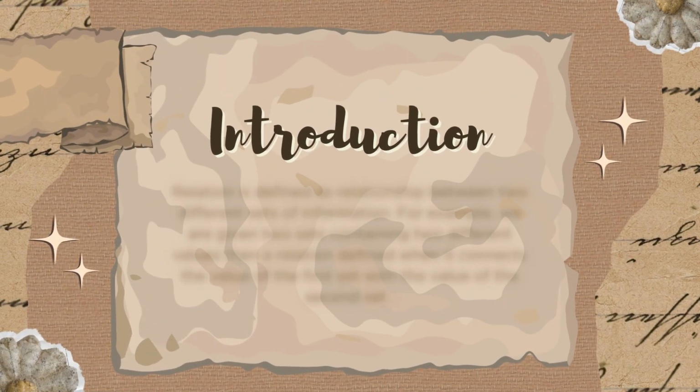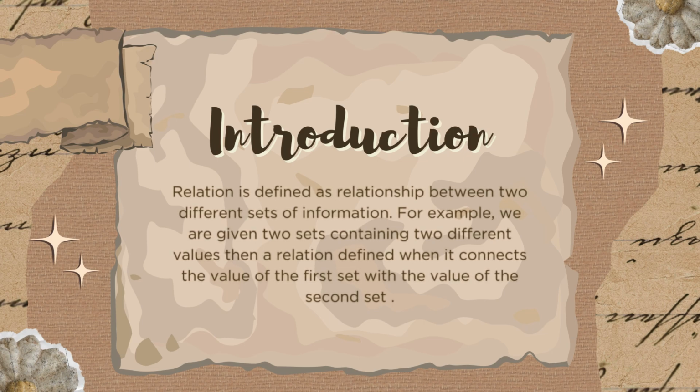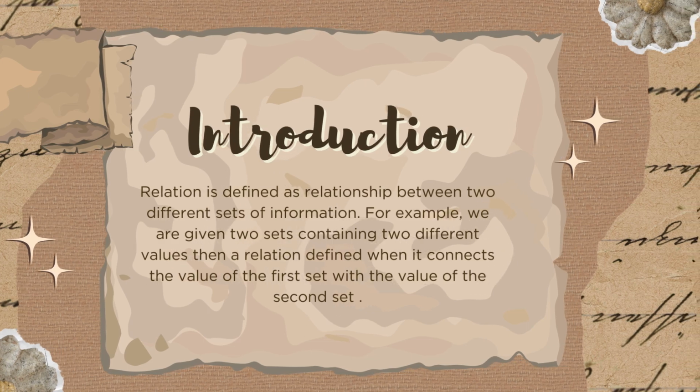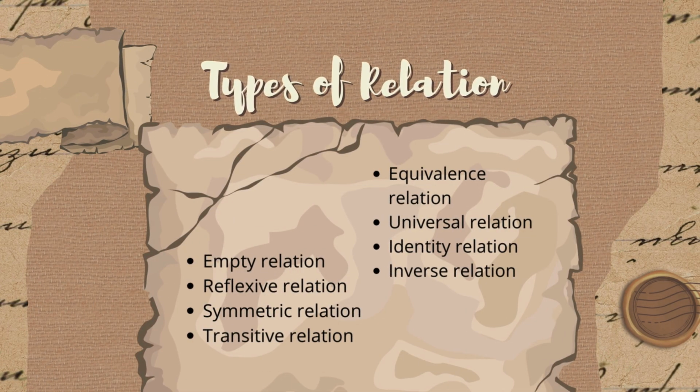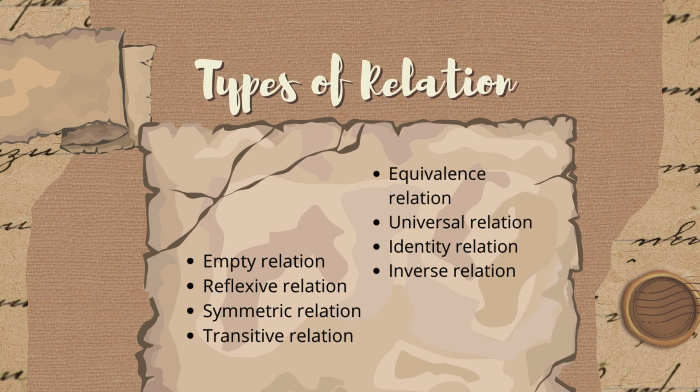So, first of all, what is relation? Relation is defined as a relationship between two different sets of information. For example, we are given two sets containing two different values, then a relation is defined when it connects the value of the first set with the value in the second set. So, next is types of relation.